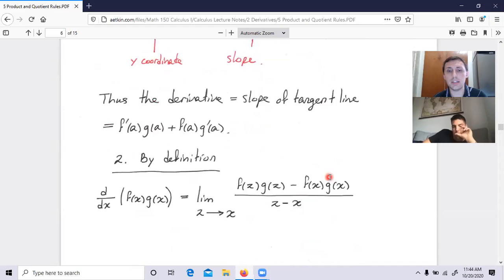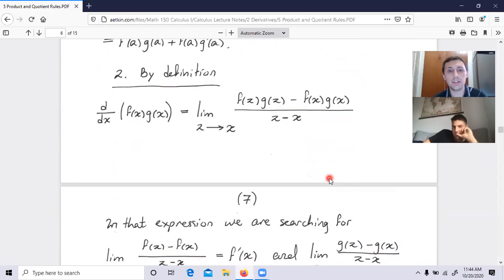Good, so here is the same thing done by definition. I can just, again, take the derivative of f times g, and we get this limit. Then I have to recognize what I am searching for in this expression. I am searching for f of z minus f of x over z minus x, and for g of z minus g of x over z minus x, because I assume I know their derivatives. I can calculate.